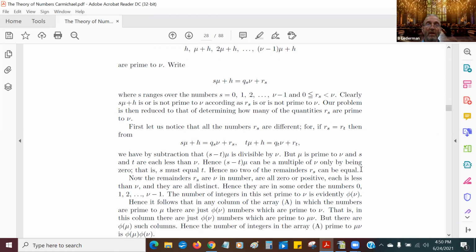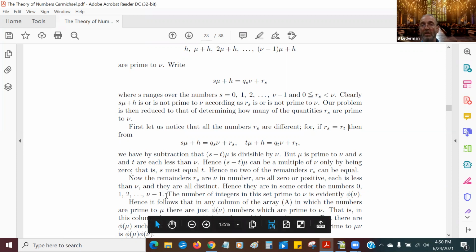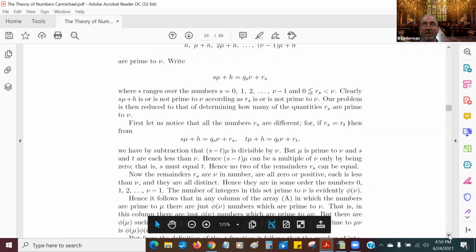That's really the point. Now, the remainders RS, V in number, are all 0 or positive. They're not negative. Each is less than V, and they're all distinct. So they must be the numbers 0, 1, 2, 3, all the way up to V minus 1. Must be all those numbers. Obviously in a different order, but it must be all those different numbers.